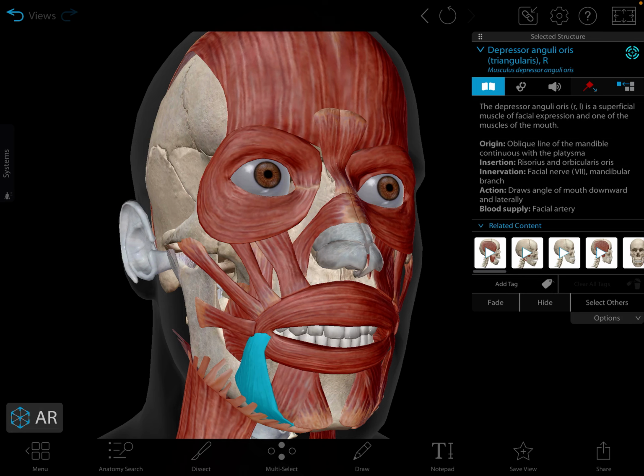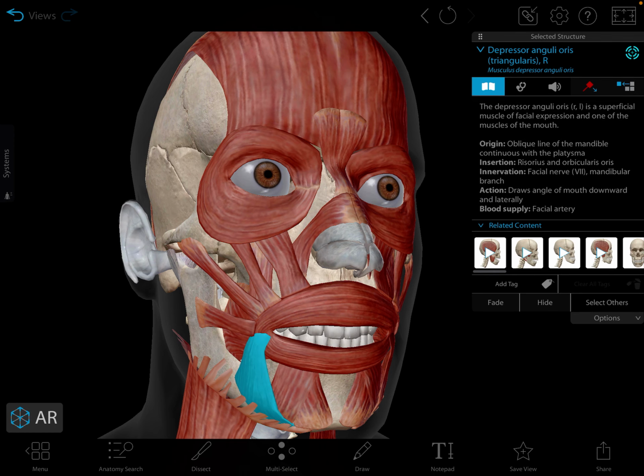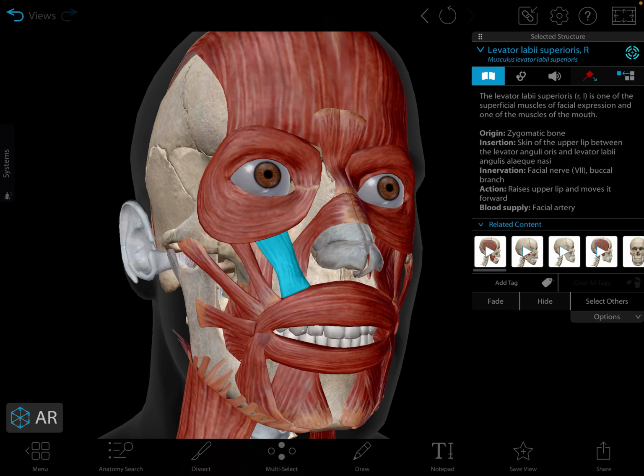So this is very similar to the levator anguli oris, except this one is on the inferior aspect, and it is depressing that lip, or it is pulling the angle of the mouth inferiorly. Whereas we had the levator anguli oris pulling the corner of the mouth up, here we have the depressor anguli oris, that would be pulling and drawing that angle of the mouth downward.